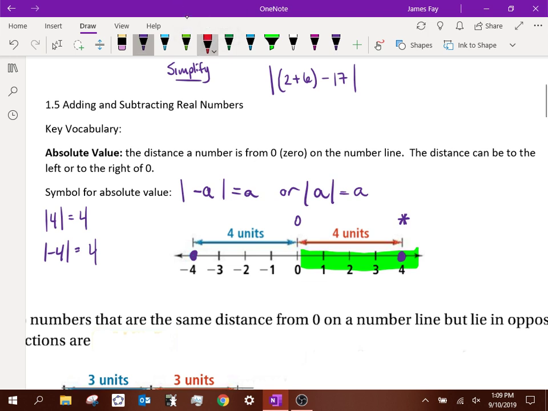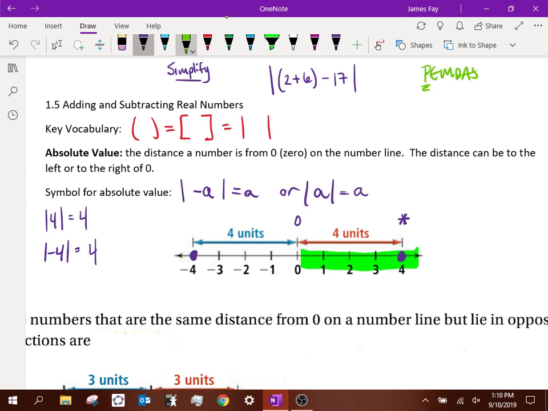What I need you guys to understand is that your parentheses are treated the same way as our bracket, which we're going to treat the same way as our absolute value. So when I do this problem here, and I say the absolute value of 2 plus 6, that quantity, minus 17, the first thing I'm going to do is run through the order of operations. I'm going to go through PEMDAS.